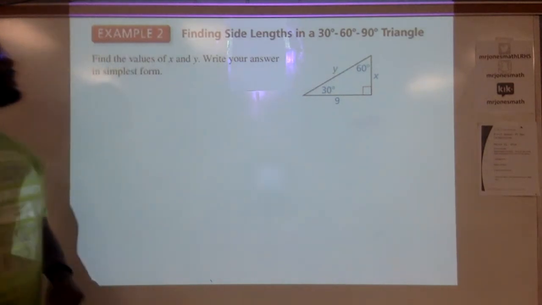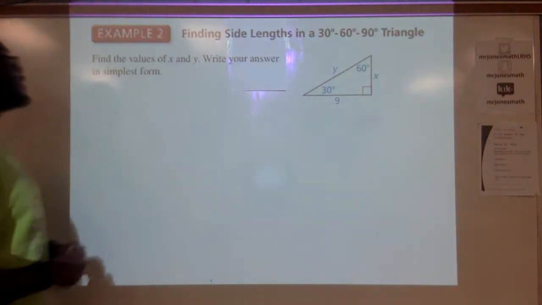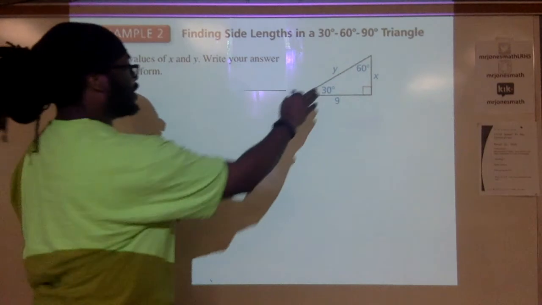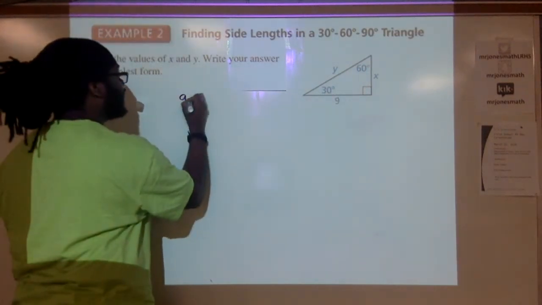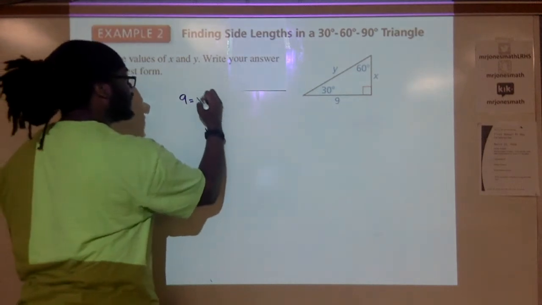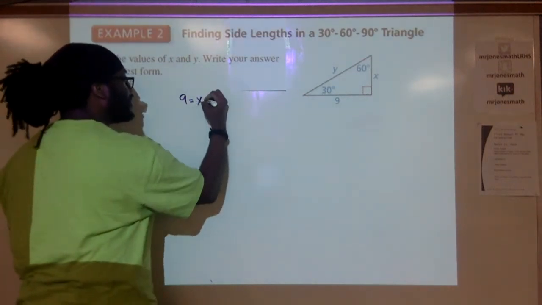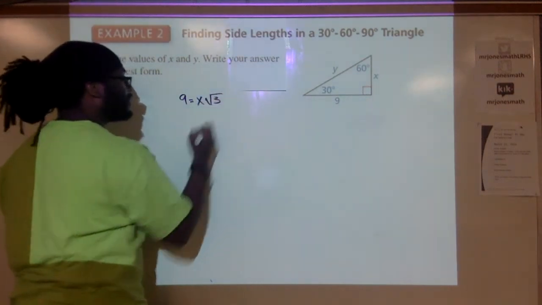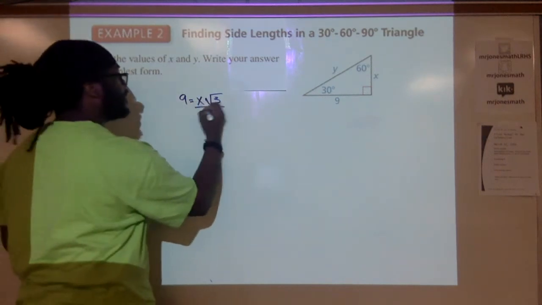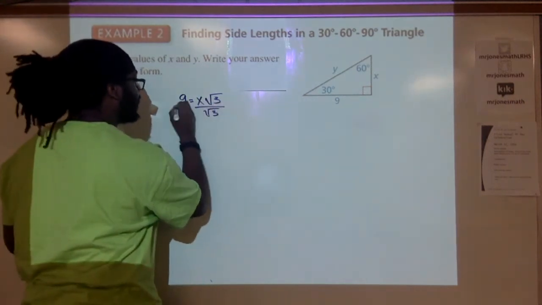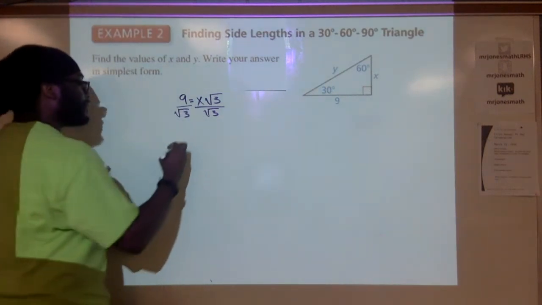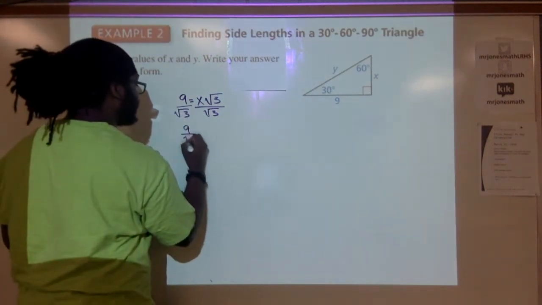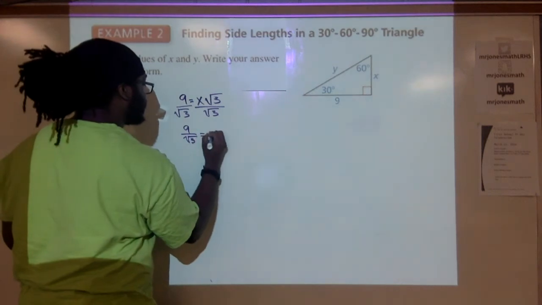So I have the long leg of a 30, 60, 90 triangle. I know that this long leg is 9. Let's find what our short leg is. We know the long leg equals x times the square root of 3. Again, if I know my long leg and I want to find the short leg, I just divide by the square root of 3. And I get 9 over the square root of 3 equals x.